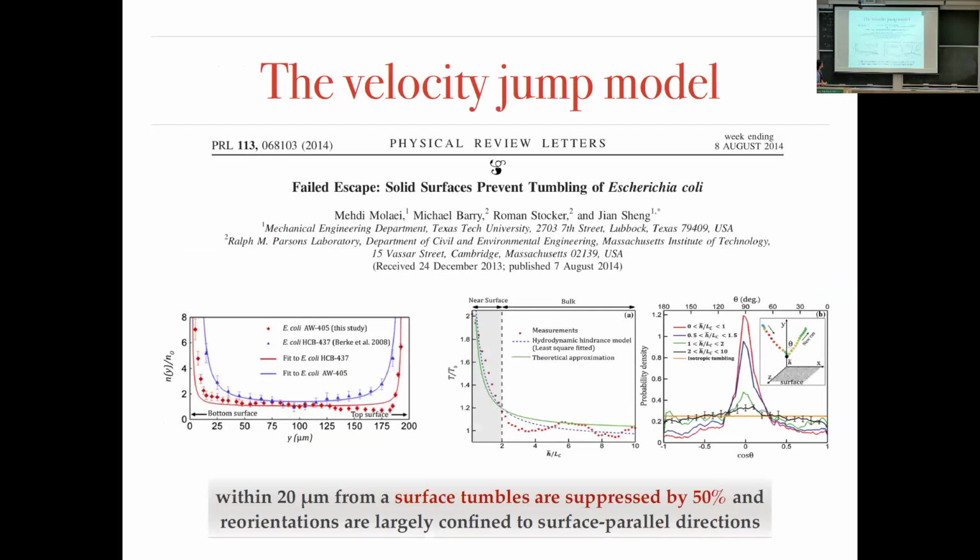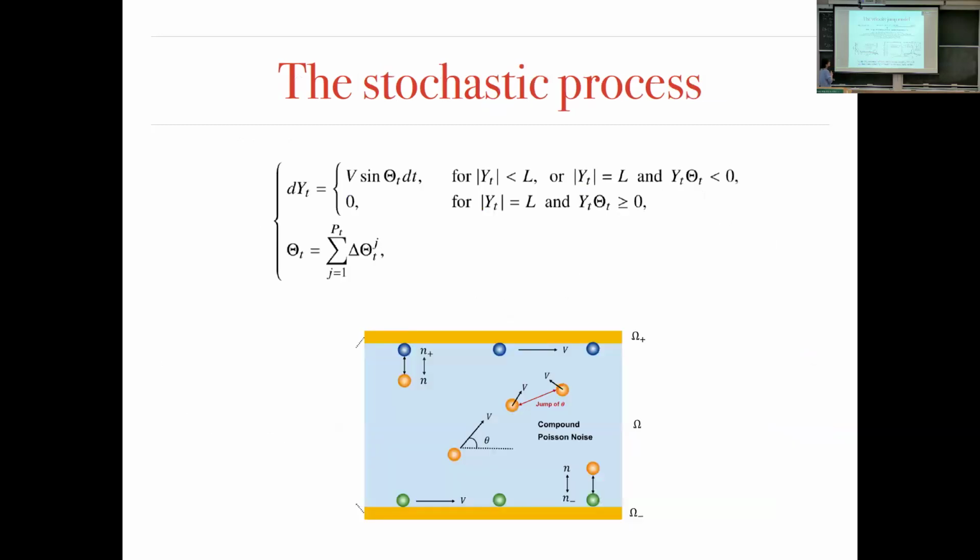So first of all, the velocity jump model. If we look at some of the experiments, they already know that the tumble parameter, the t I put there, would decrease if you are near a surface. This is what they already observed in experiment. Near the surface, the tumbles are suppressed. Of course, for different bacteria, how much it is suppressed is different, and the movement direction would be just along the plate. This is the physical observation.